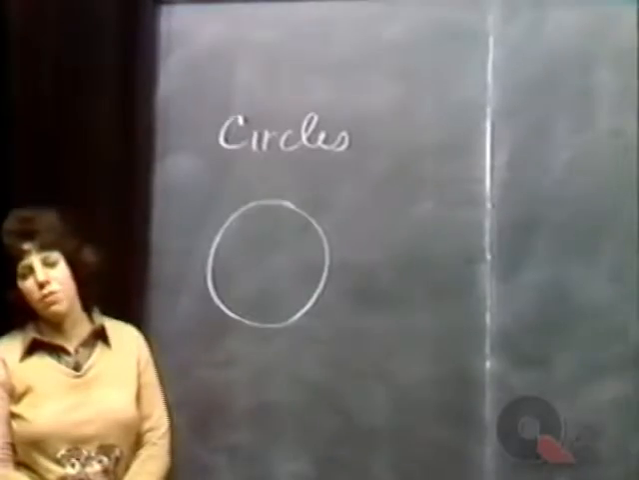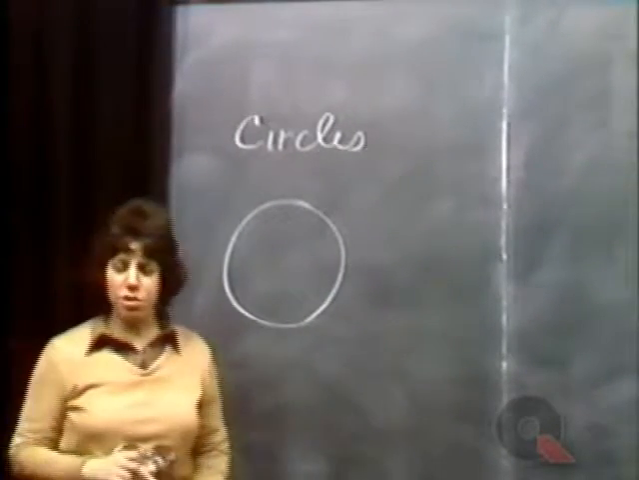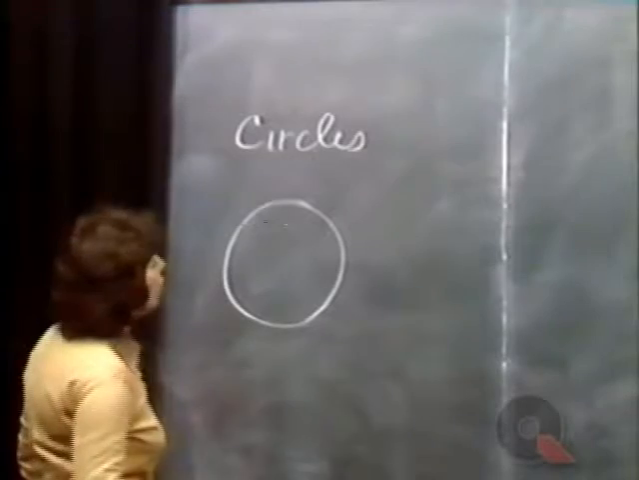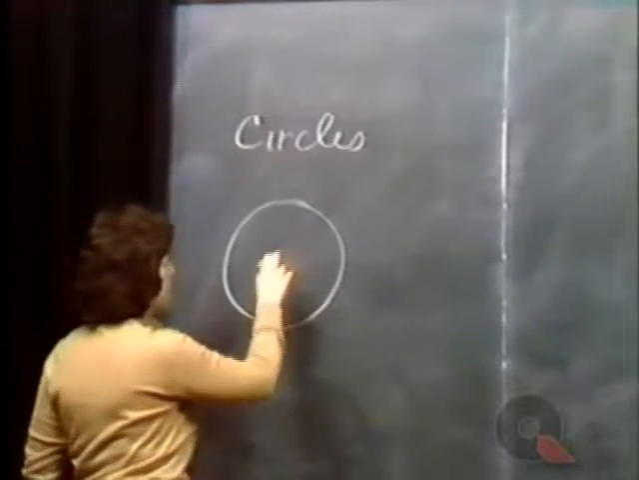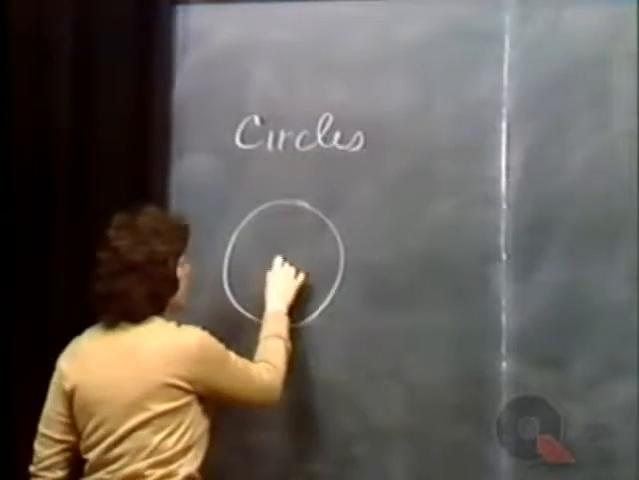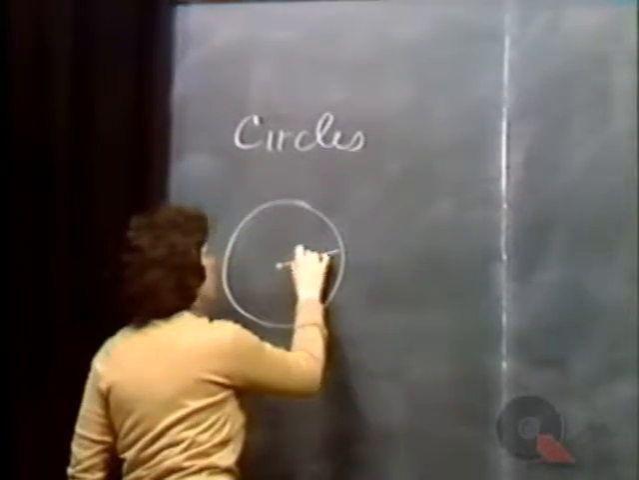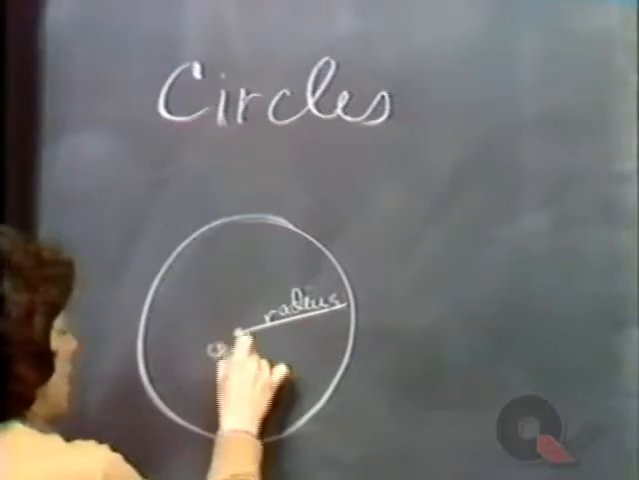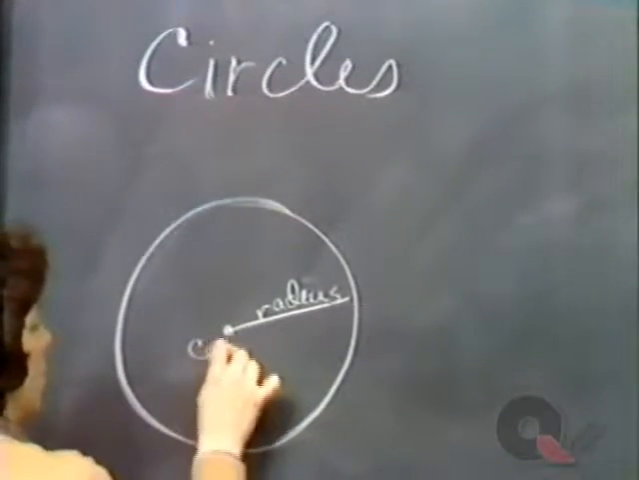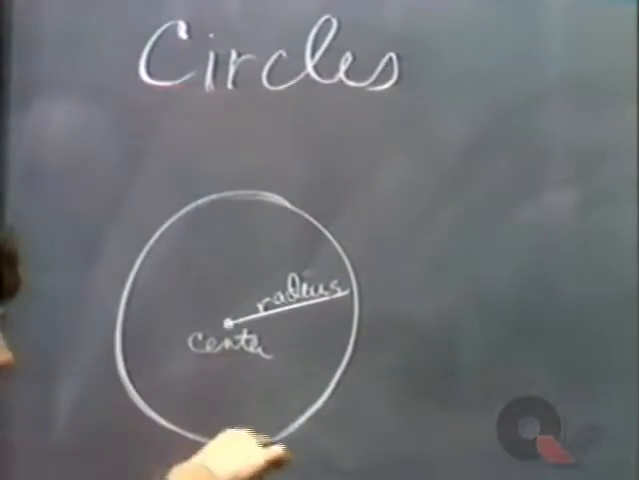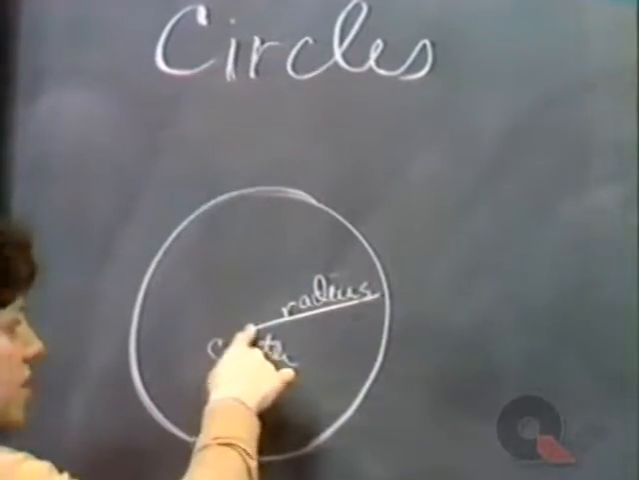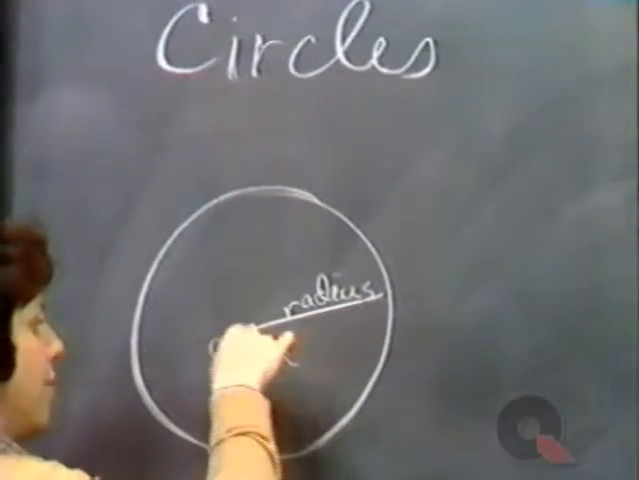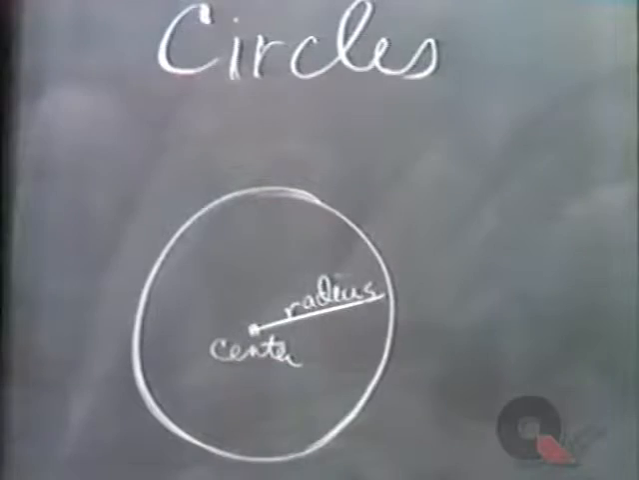In this video, we will be discussing circles. As most of you know, a circle is a set of all points a fixed distance, which we call the radius, from a fixed point, which we call the center. Here's the radius, here is the center. It's a set of all points in the plane a fixed distance, the radius, from a fixed point, the center.